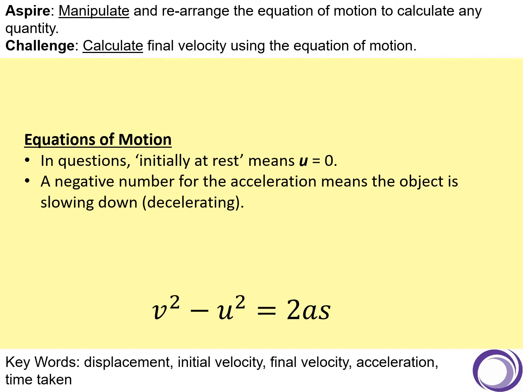So when we are talking about this equation, if the question says initially at rest, that means initially starting, it's at rest, which means it's not going anywhere, it's not got any speed or velocity, therefore it's zero. So if the question says initially at rest, u is going to be zero. And if you end up with a negative number for your acceleration, remember that's okay, that just means it's decelerating. So don't be worried about it being a negative number, it just means it's slowing down.